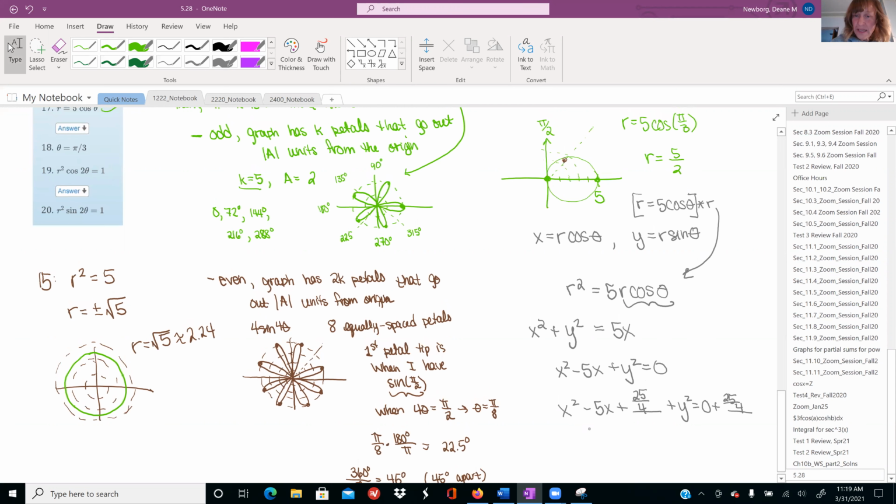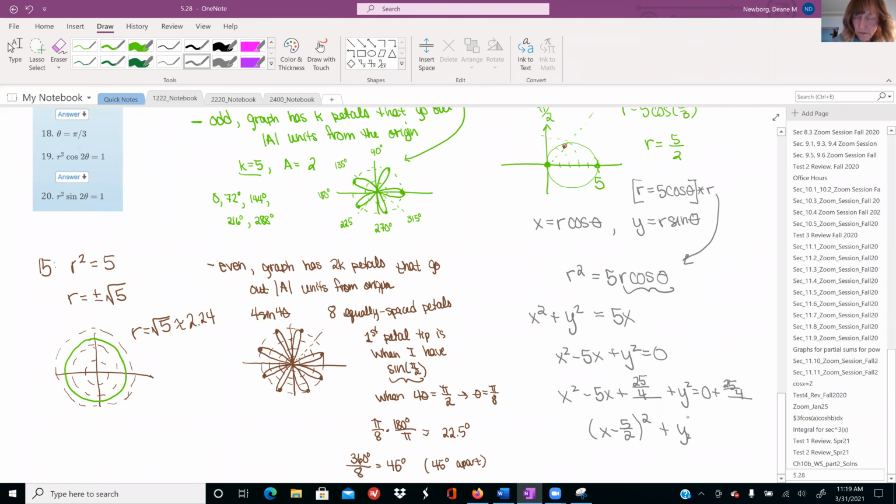And so then I could write this as (x minus 5/2) squared plus y squared equals 25/4. So that's a circle. And the center would be (5/2, 0). And the radius, r squared is 25/4, so the radius is the square root of that, which would be 5/2.